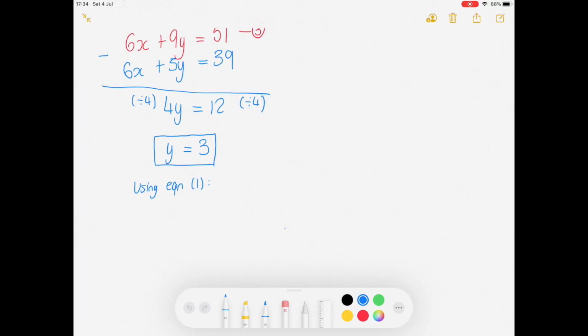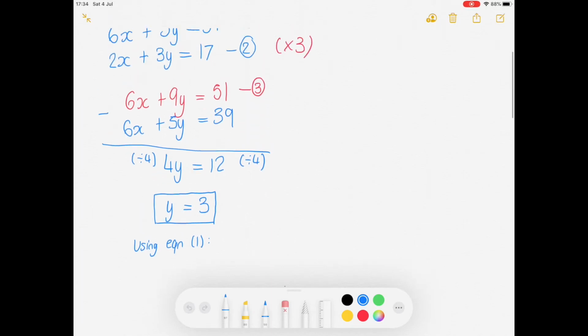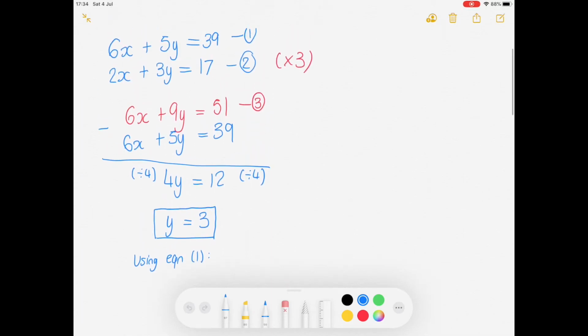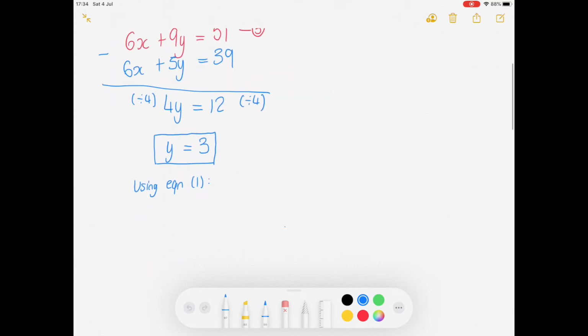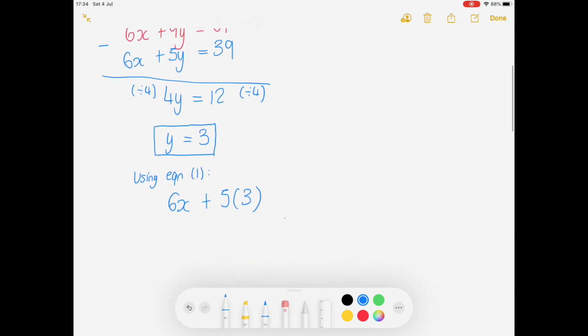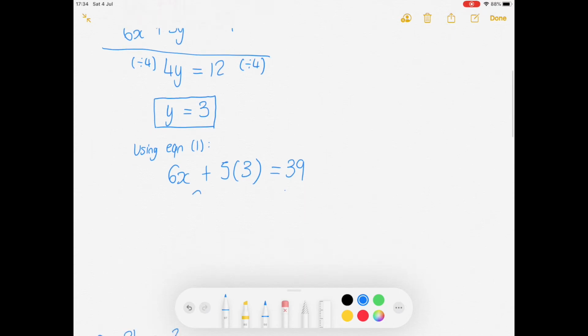Now anytime I see a y, I'm going to substitute it for 3. So equation 1 was 6x plus 5y. So 6x plus 5 times 3, remember this bracket notation means times, equals 39. Okay, so that means 6x plus 15 equals 39. We've got this simple linear equation now.